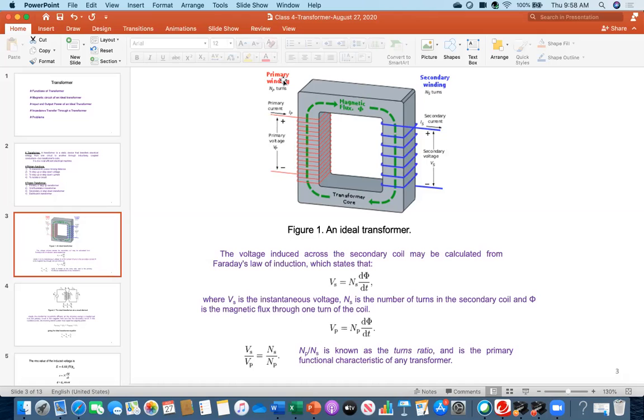So therefore, what is happening? You see, I have written primary winding. So this is primary voltage, primary current. You apply some AC voltage here. You want to increase or decrease it, depending on the application. So you apply some AC voltage on the primary, and you will get voltage on the secondary. How? Once you apply the voltage, the current is flowing. This current is IP.